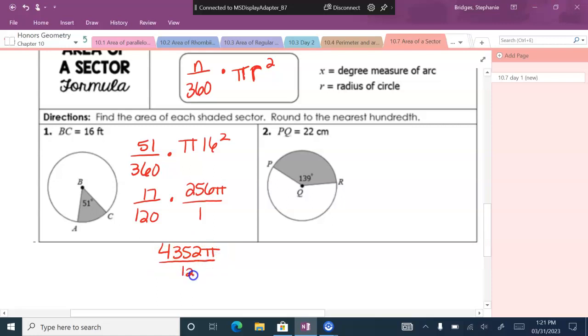And 120 times 1 is 120. So let's see, 4352 over 120. If you do 4,352 over 120 in the calculator, it shows you something like this. Is that what yours kind of looks like? Yeah, this is a mixed number. This is 36 and 4/15.